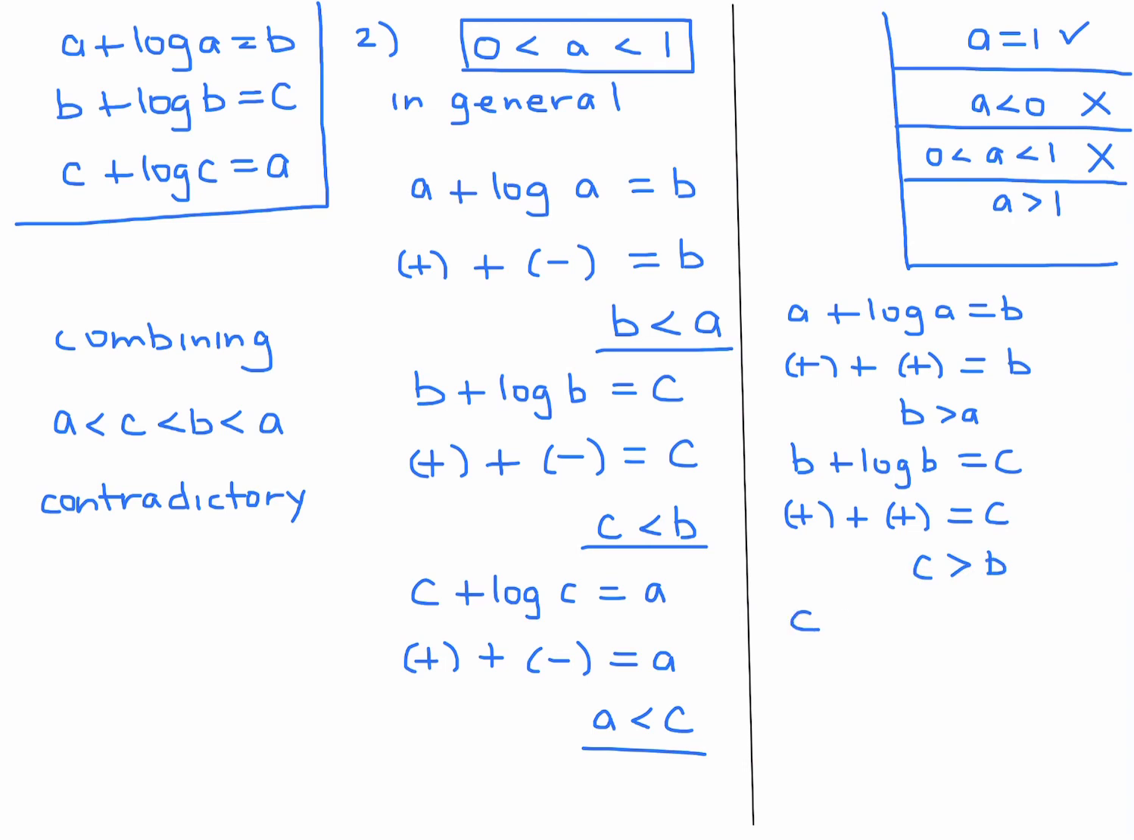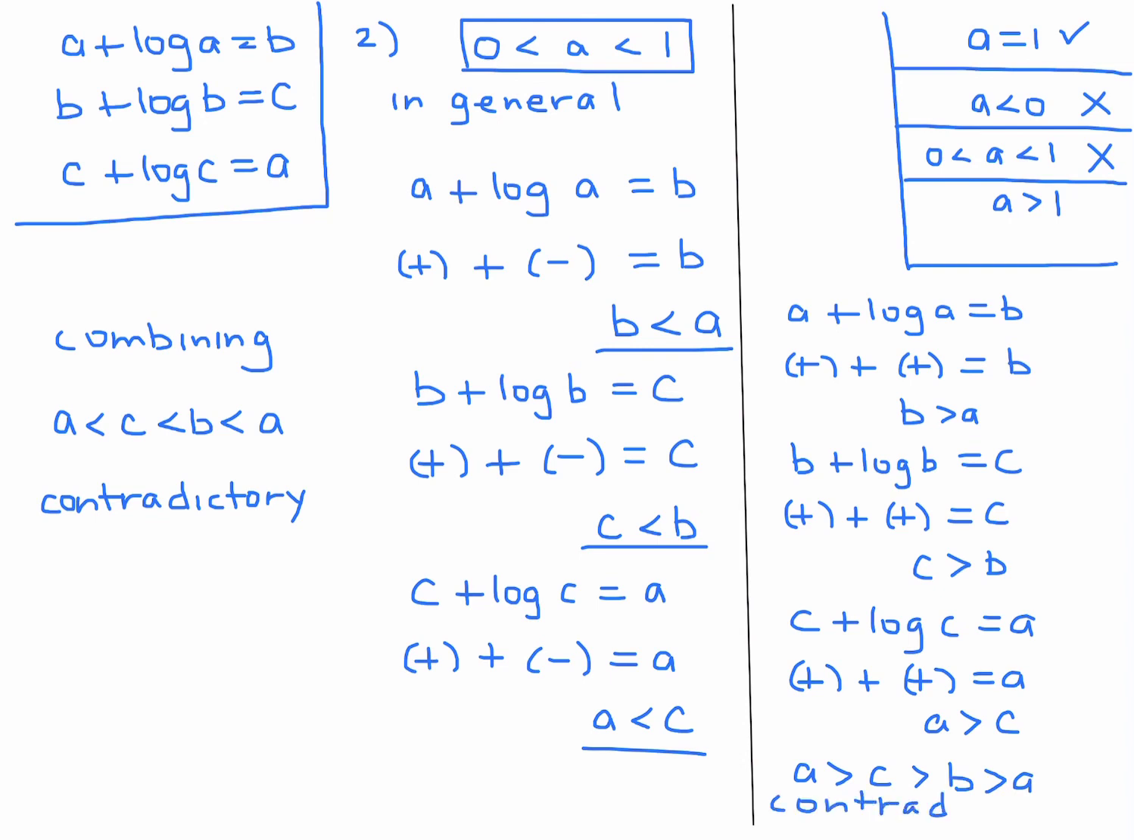Okay? And in a very similar way, c plus log of c is equal to a. Exact same scenario. Positive number is equal to a. So a must be greater than c. And then combining, you get a is greater than c, which is greater than b, which is greater than a, which is again a contradictory inequality.